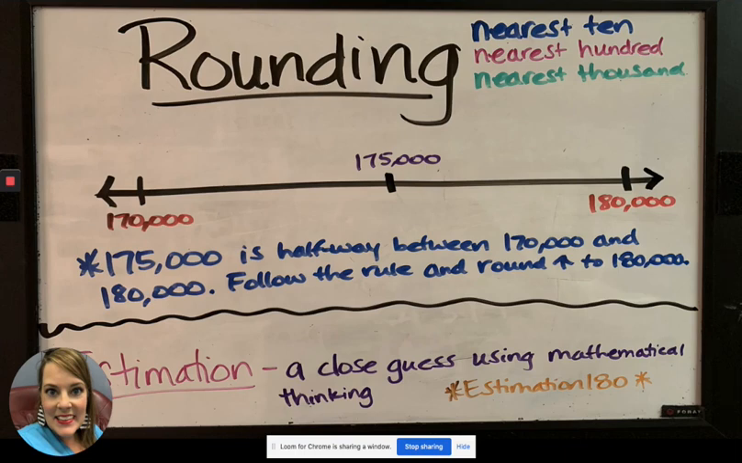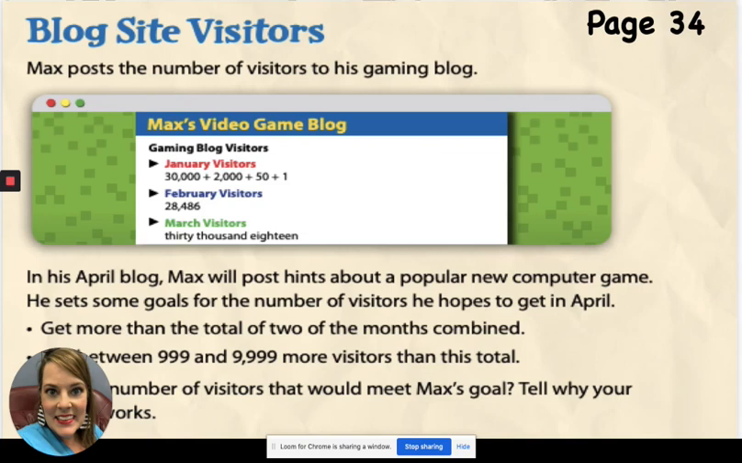Now that we've completed our review, we're going to talk about the math task that you were given this week. We're looking at blog site visitors. Max posts the number of visitors to his gaming blog. I'm looking at the picture, and it says Max's video game blog, gaming blog visitors.